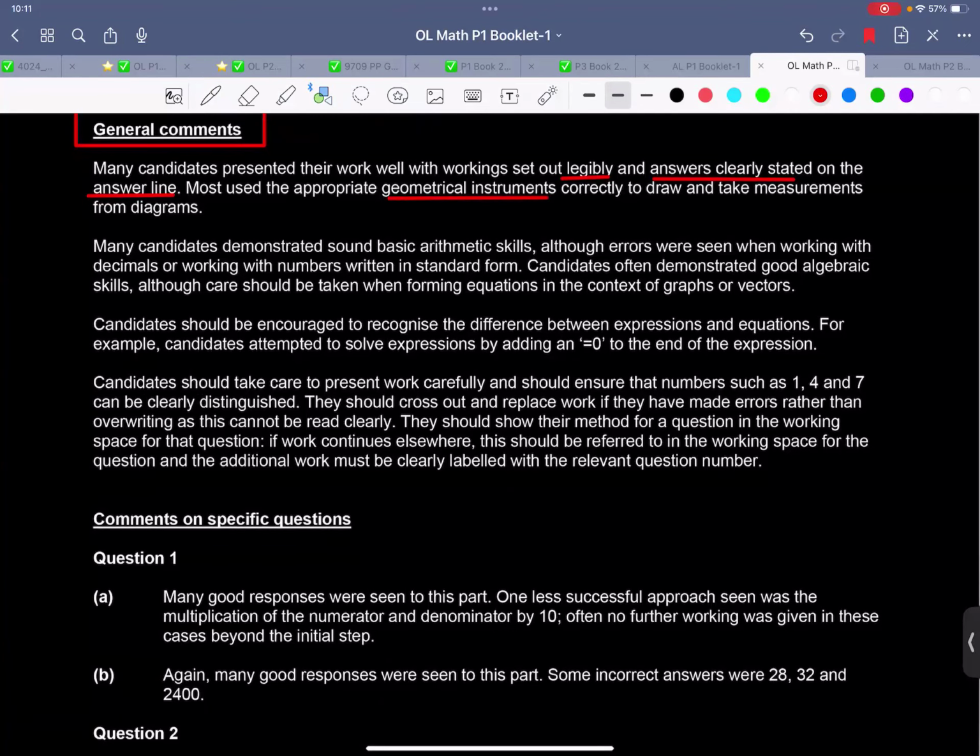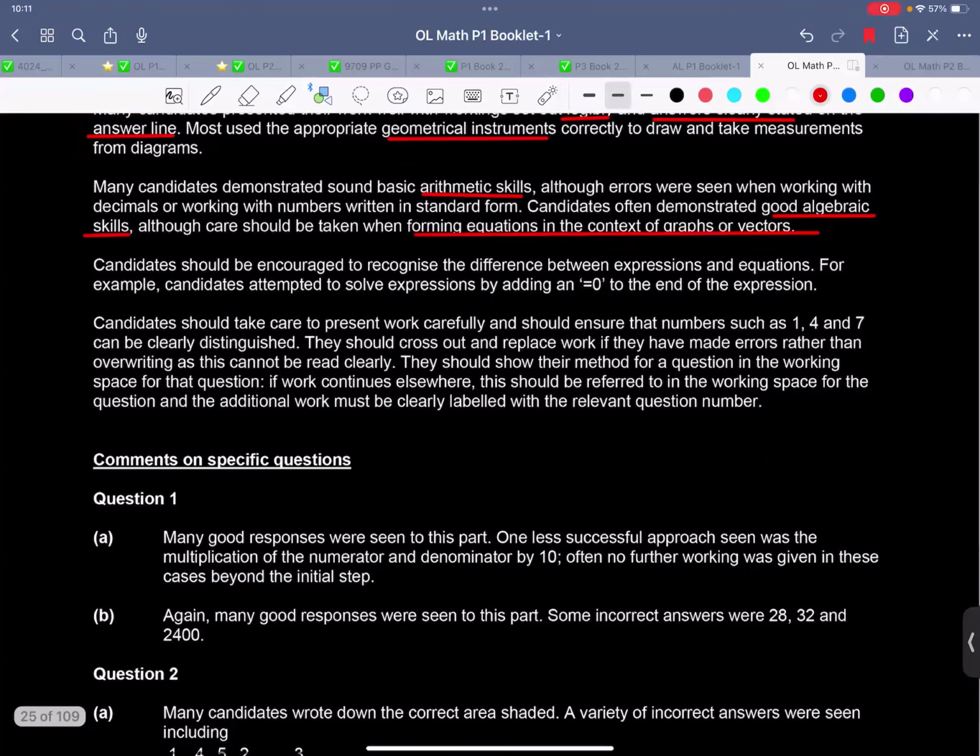Many candidates demonstrated sound basic arithmetic skills, although errors were seen when working with decimals or with numbers written in standard form. Candidates often demonstrated good algebraic skills, although care should be taken when forming equations in the context of graphs and/or vectors. So vectors is something that people need to take care of.